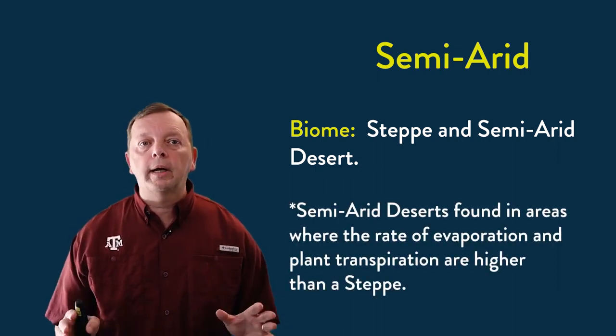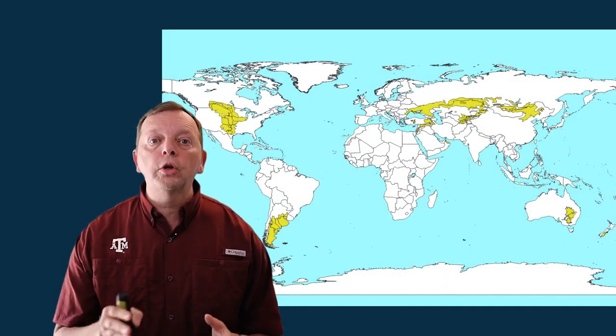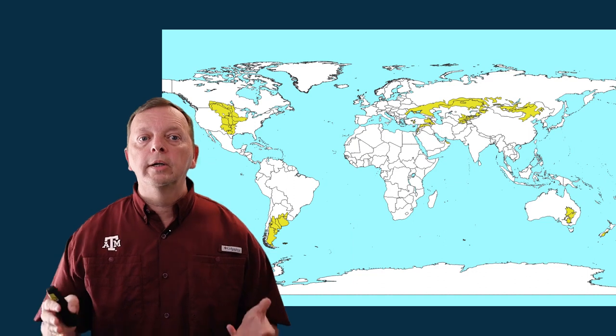In fact, the largest semi-arid region in the United States is found in the Great Plains, and early explorers used to call the Great Plains the Great American Desert. Now it is one of the most productive agricultural regions in the world. So those are our 2 dry climates.